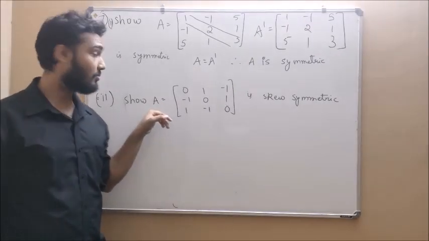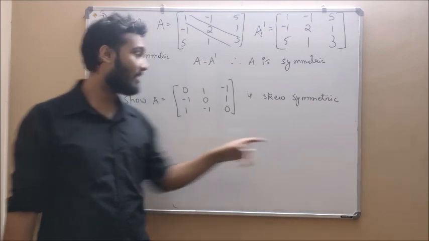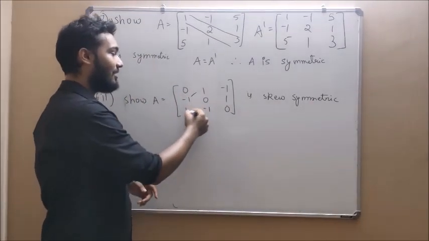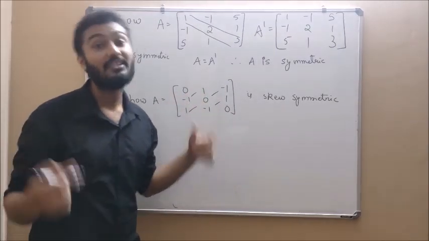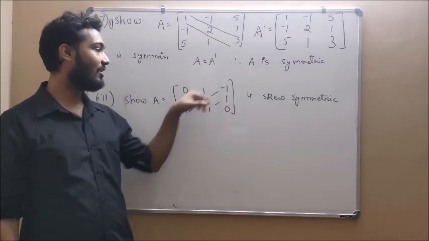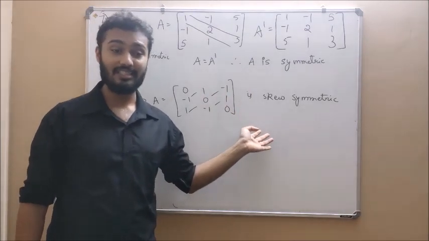Sub question 2, show that this is Skew-Symmetric. Of course, you know it is Skew-Symmetric because the diagonal elements are 0. The elements on opposite side are negative of each other. So 0, 0, 0, minus 1, 1, 1, minus 1, minus 1, 1. So it is Skew-Symmetric matrix.